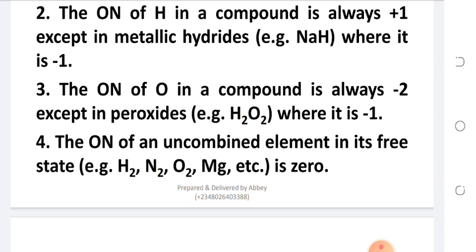Number 4, the oxidation number of a non-combined element in its free state is 0. What do we mean by an element in its uncombined state or in its free state? Hydrogen will not exist as H alone, but will exist as hydrogen gas, which is H2. The same thing is applicable with nitrogen. Nitrogen will exist as N2, oxygen as O2, magnesium being a metal will exist as Mg, and so on. Any element in its free state like that, the oxidation number is equal to 0.